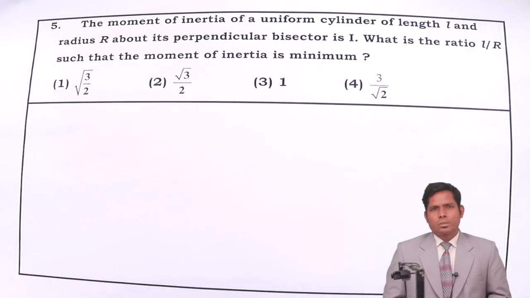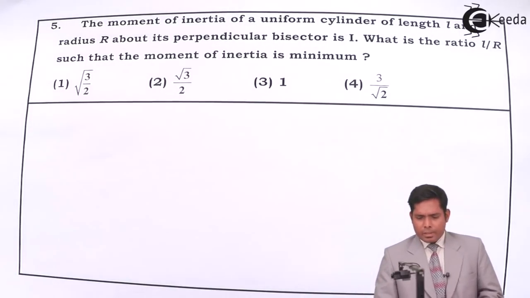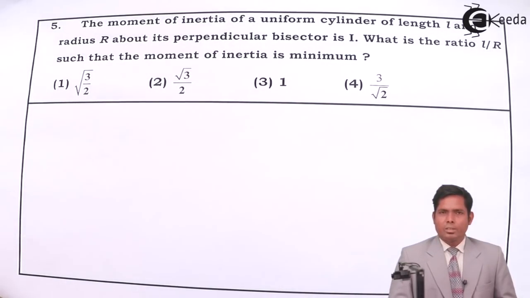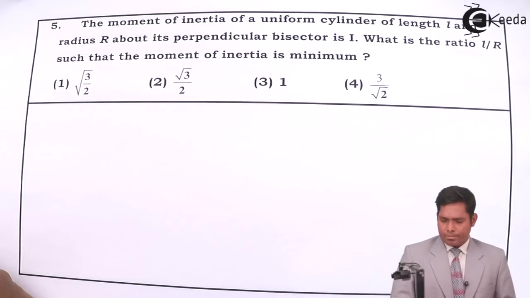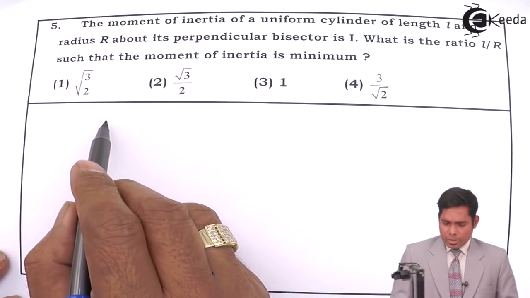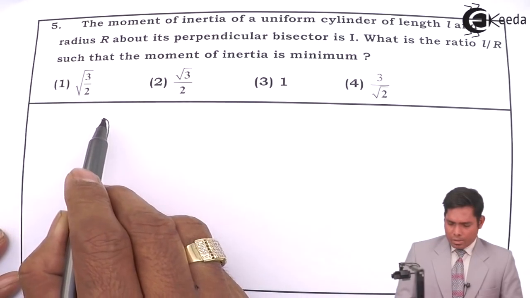Now let us discuss question number 5. The question says the moment of inertia of a uniform cylinder of length L and radius R. If a cylinder is given, it can be a hollow cylinder or a solid cylinder. If nothing is mentioned, we will assume that it is a solid cylinder. So let us first discuss the question. The question says that there is a solid cylinder.